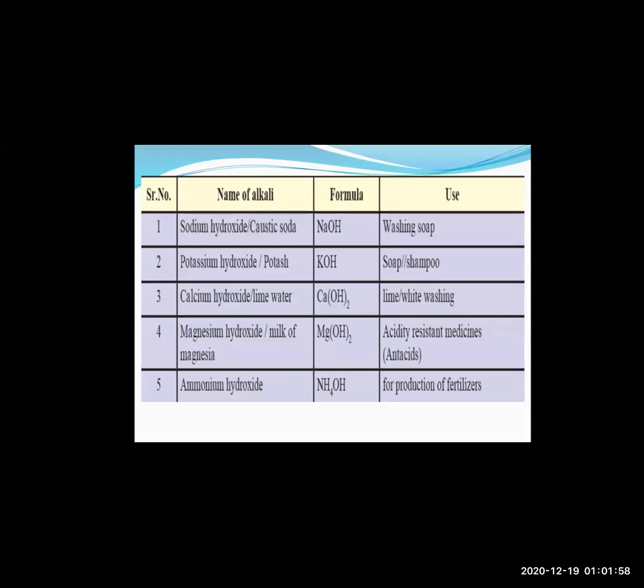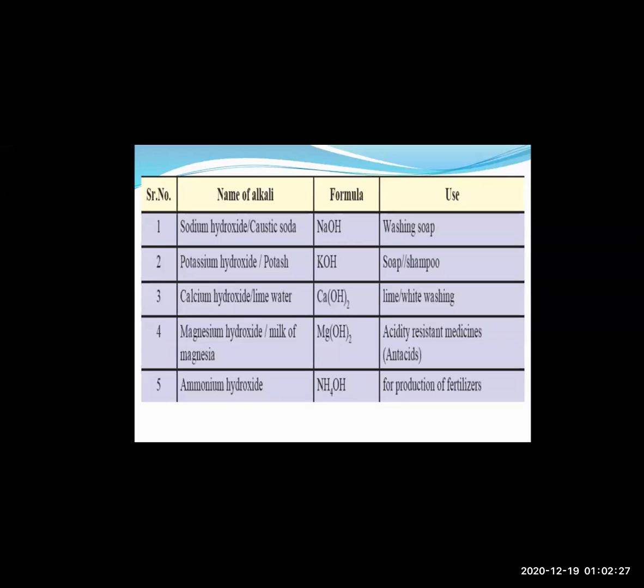Now here are some alkalis and their uses. Sodium hydroxide is also known as caustic soda. What is the chemical formula for sodium? That is Na. Hydroxide, what is the chemical formula? That is OH. So sodium hydroxide is NaOH. This is how the formula is generated.